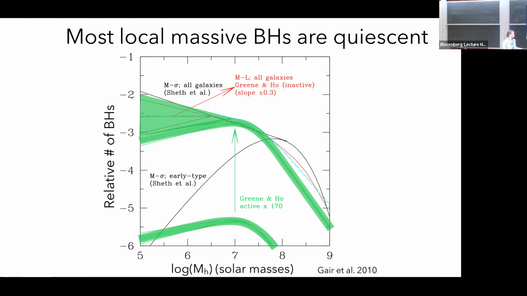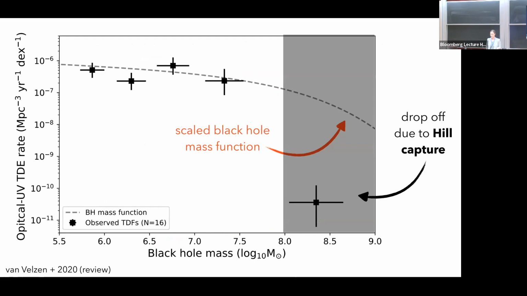And so people are actually already starting to use TDEs to measure this black hole mass function. This is a plot from Stone and van Velzen's 2020 review paper, where you have the TDE rate versus black hole mass plotted as these scatter points. And then the dashed line is the theoretical black hole mass function. And you can already start to see this drop off here, which we think is due to Hills capture, and also pretty good agreement, at least with the shape of the black hole mass function at lower masses.